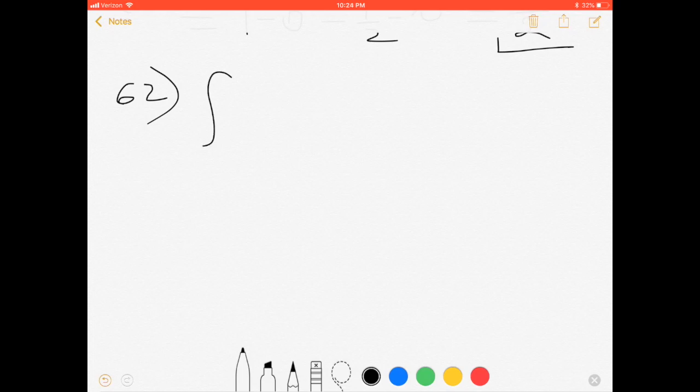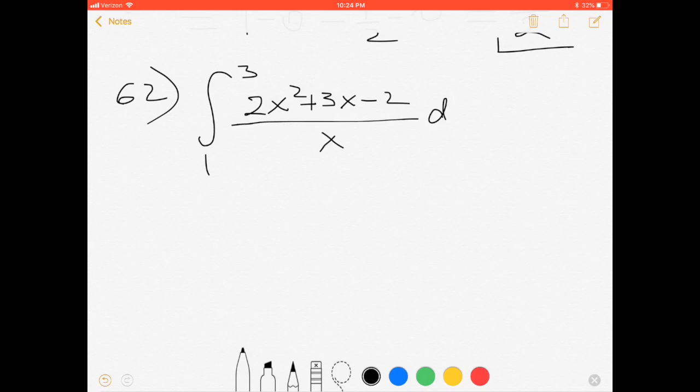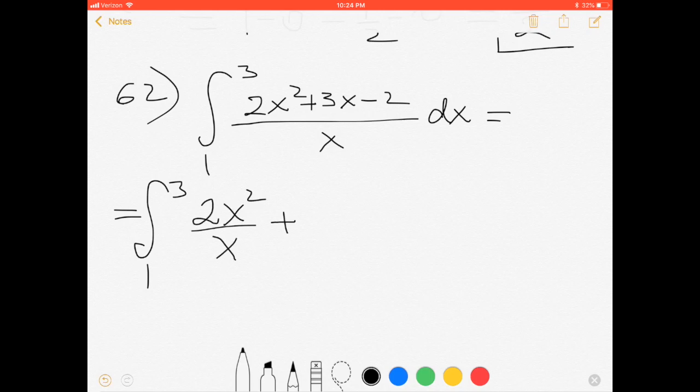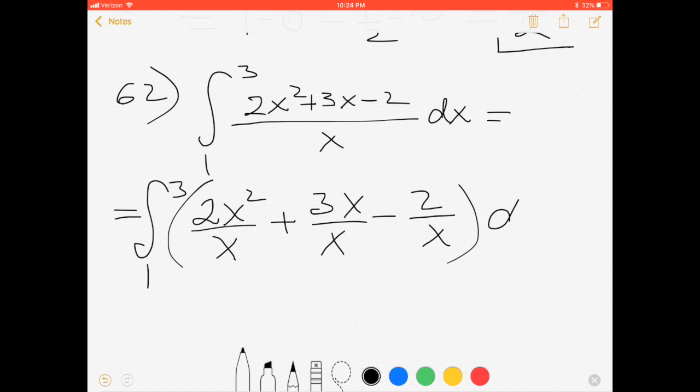And the last one for today, we have number 62. You have the integral from 1 to 3 of (2x squared plus 3x minus 2) divided by x dx. I think here the better way is to separate into 3 fractions: 1, 2, 3. We have 2x squared over x plus 3x over x and minus 2 over x, all of us dx.